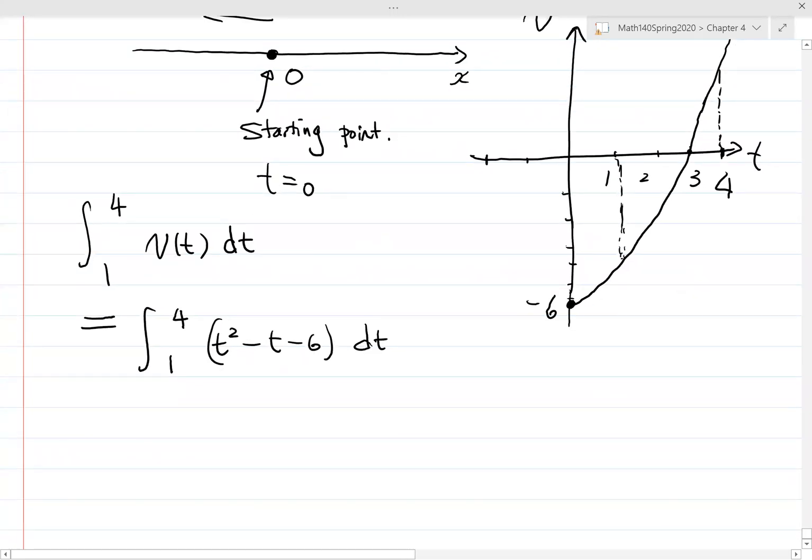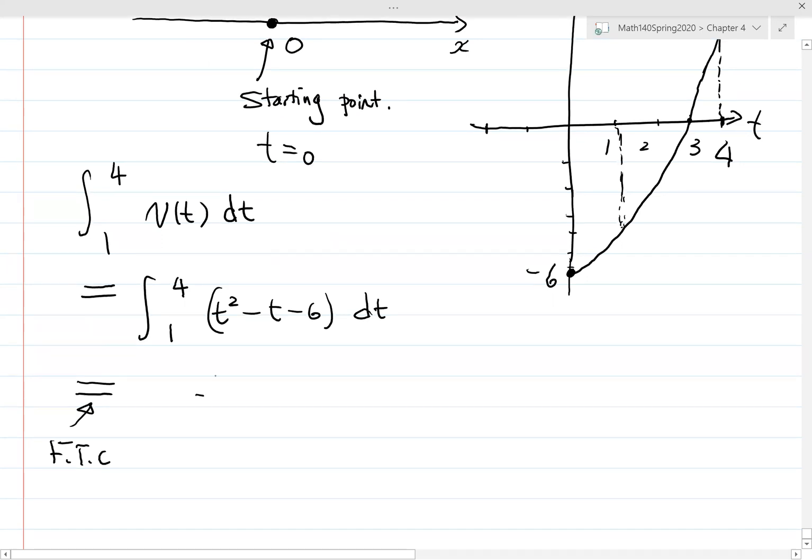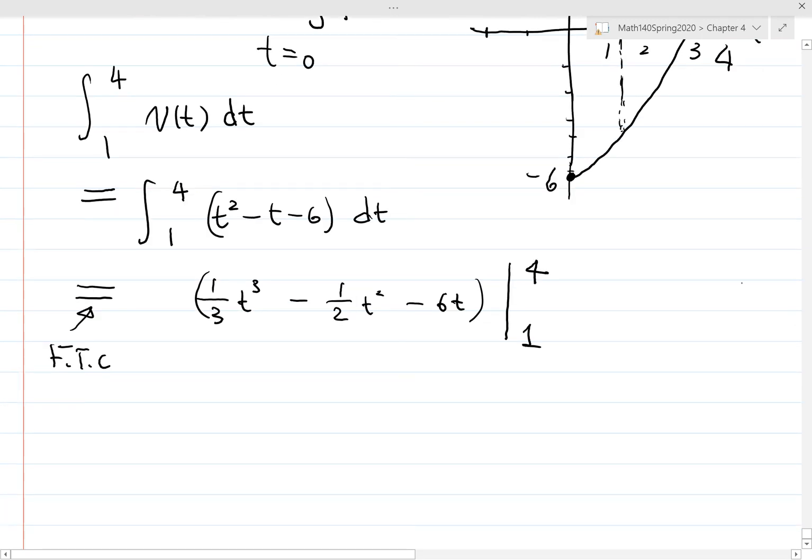Okay, let's see. Now we apply the fundamental theorem of calculus. It says we find the antiderivative. So use the power rule: 1/3 t to the power 3 minus 1/2 t squared minus 6t. Now we evaluate at the two endpoints and then subtract.